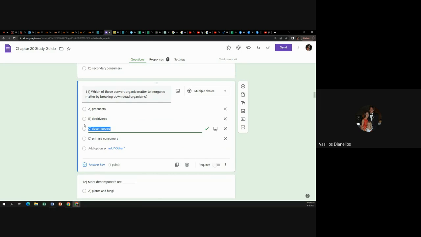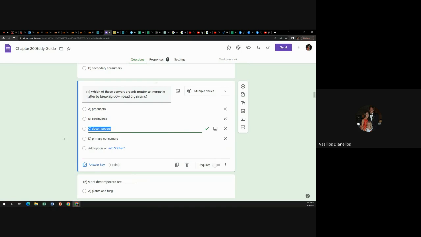A close second would be detritivores, because those things eat dead things, but that's more like, again, a vulture or a hyena. It's like eating a dead carcass. A decomposer is more of the microscopic level, like a fungi that's actually breaking down. We're talking about not just eating big chunks of an animal, but breaking down molecules. So that's a decomposer. Any questions about number 11?